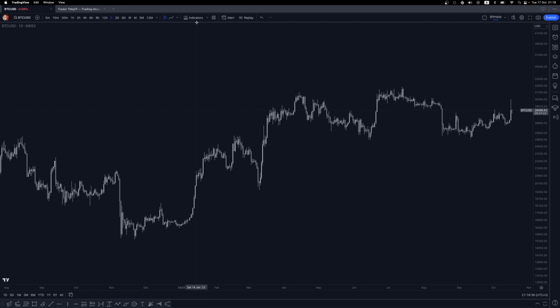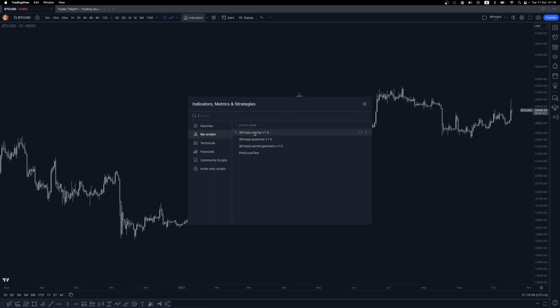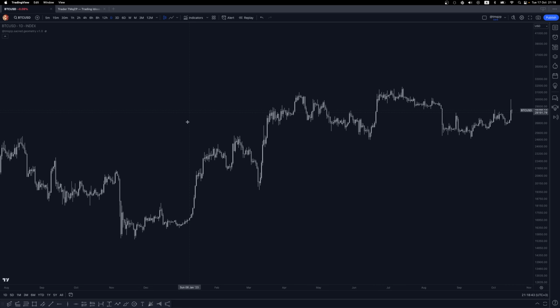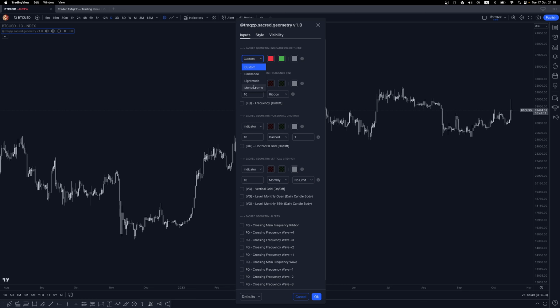The indicator, let's add it to the chart. Sacred geometry, there we go. This time I'll be working in dark mode, just to mix things up a little bit, and so you guys can also see what dark mode looks like. So it has three sections: sacred geometry frequency, horizontal grid, and vertical grid.